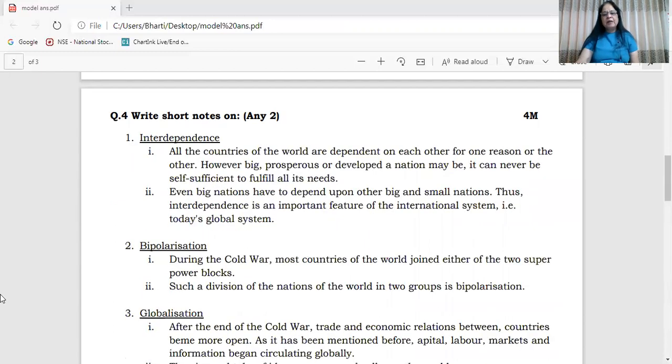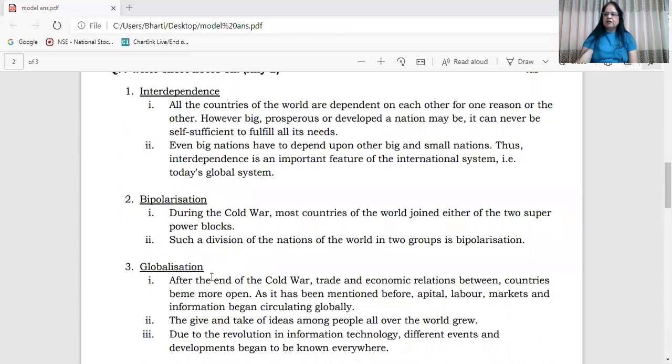Second is bipolarization. During the Cold War, most countries of the world joined either of the 2 power blocks. They have joined either USA or USSR. They have joined United States of America or USSR. You have to add this sentence. Such a division of nations among those 2 groups is known as bipolarization.